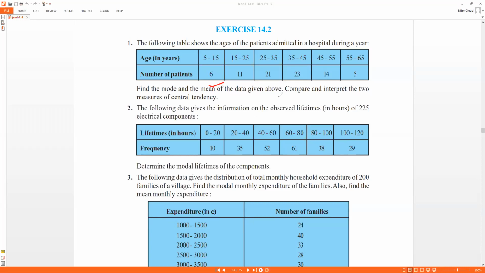Okay, तुम्ही मीन काढा, मी साइड बाय साइड इकडे मोड काढतो आणि मग तुम्ही मोड लिहून घ्या आणि मग आपण कम्पेअर करूया. ओके, start finding the mean. चला फास्ट.